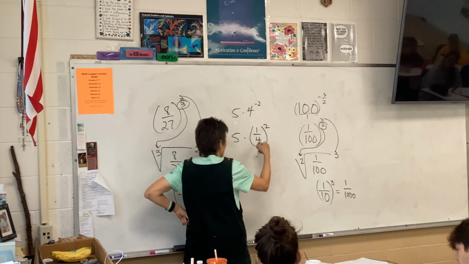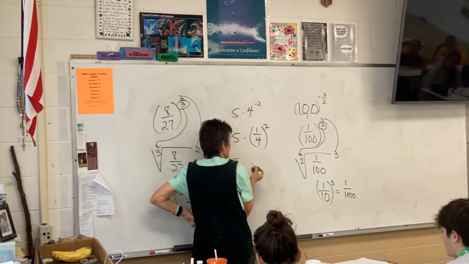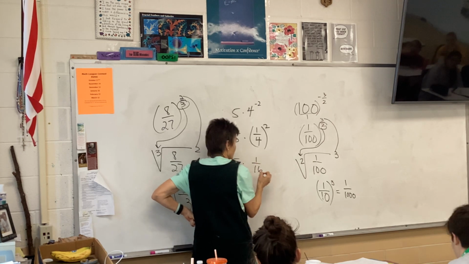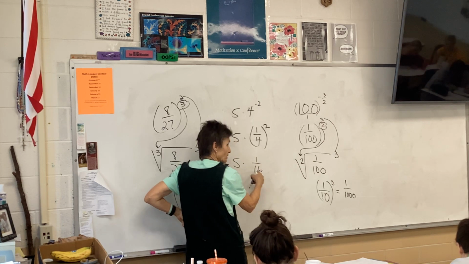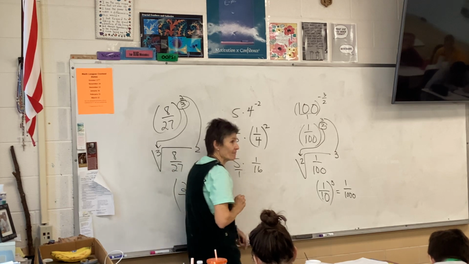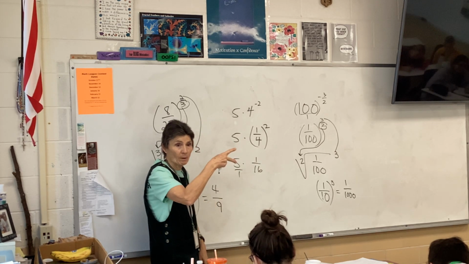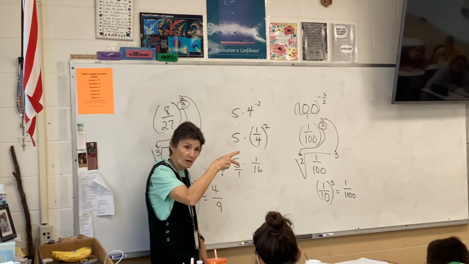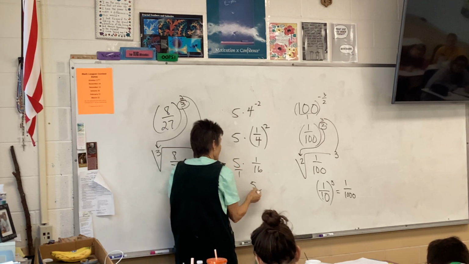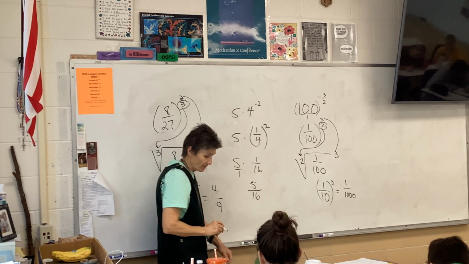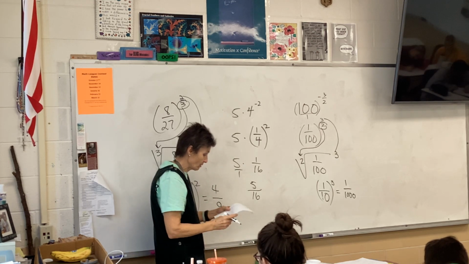What have you done with this? What did you do with 1 over 4 squared? I got 1/16. 1/16, perfect. Now you're multiplying these, so you might want to think of that 5 as 5 over 1. Because when we multiply straight across, we have 5 over 16 as our final answer.